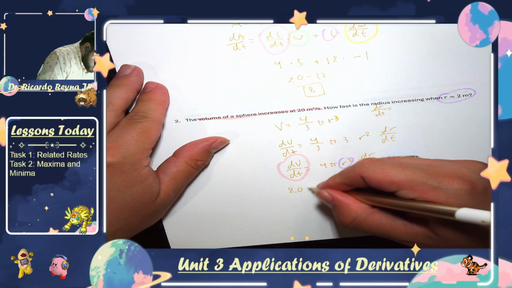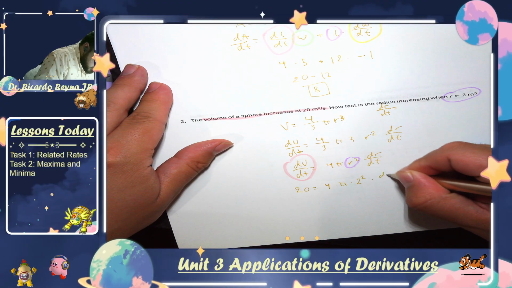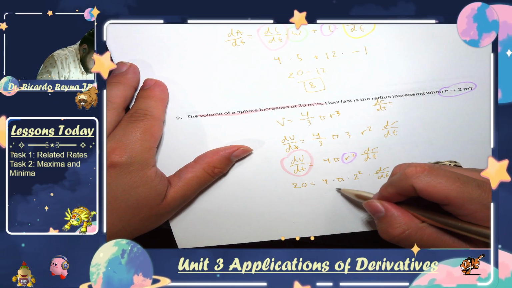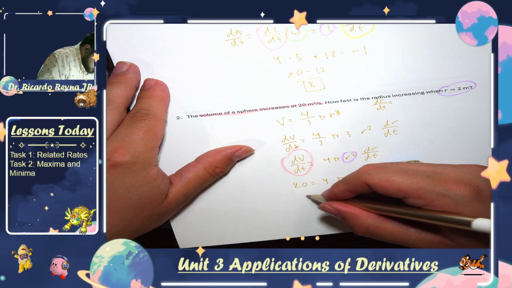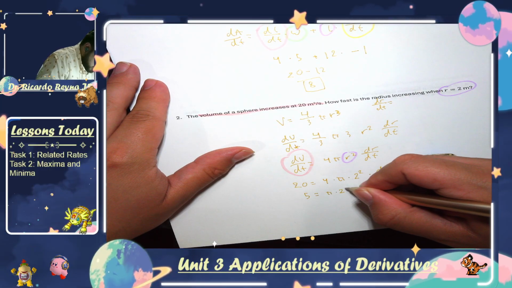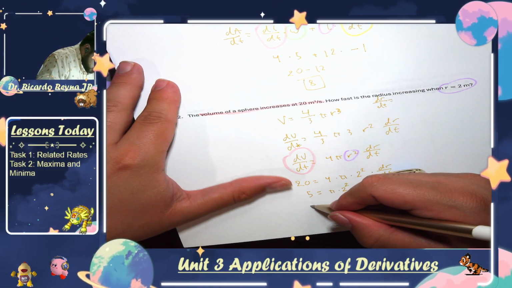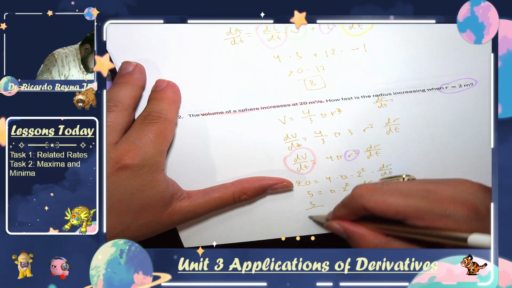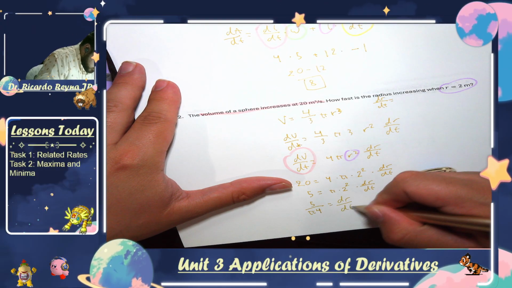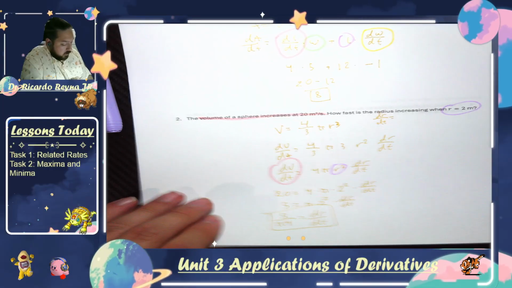So we have 20 is equal to 4 times pi times 2 squared times dr over dt. Let me go ahead and divide out the 4 since I see that right away. That gives 5 over pi times 2 squared times dr over dt. That square is just 4. So 5 over 4 pi is dr over dt, and that's going to be your answer.